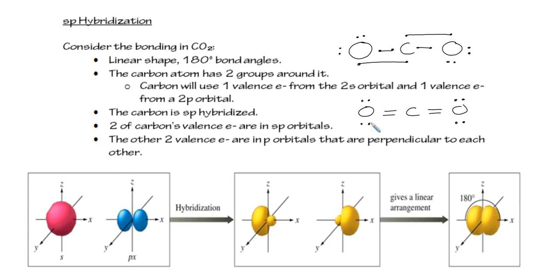And I would say linear, right? That center carbon is linear with 180-degree bond angles. There are 2 regions of electrons on that carbon, however I look at it. There are 2 regions of electrons, whether they're single bonds, double bonds, or triple bonds. They'll orient themselves as far apart as possible, which gives me that linear shape with 180-degree bond angles.